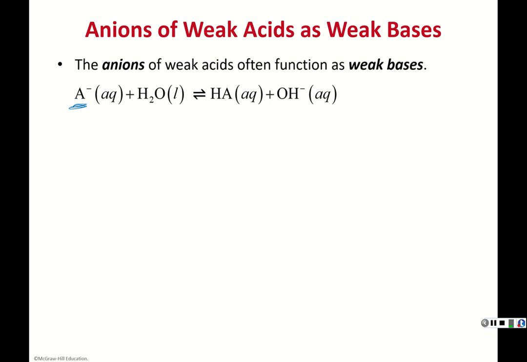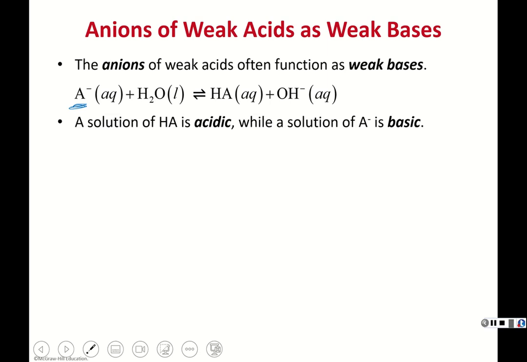So in this slide, we're showing the typical reaction of HA going to A minus in reverse. So we have A minus now, it can react with water and go back to HA, which in turn creates OH minus. Okay, so that's what we mean by saying that these anions of weak acids can function as weak bases as well. So if you have a solution of HA, it's acidic. If you had a solution of just A minus by itself, that would actually be basic.